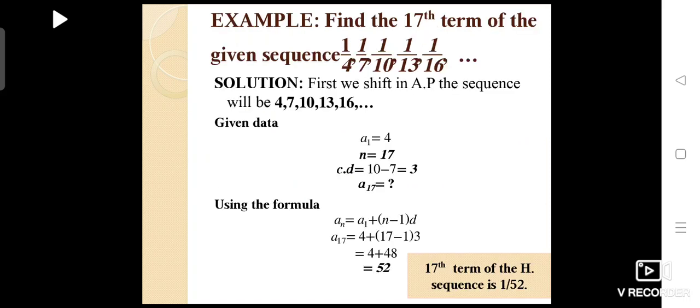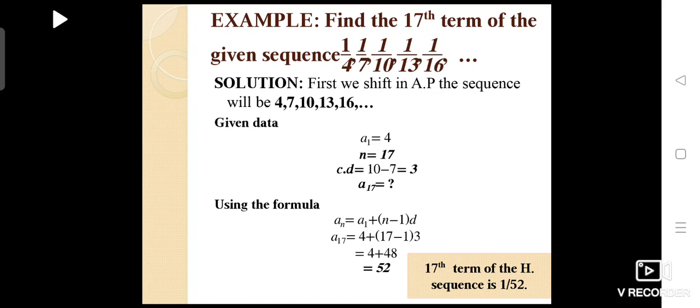The first example is: find the 17th term of the given sequence 1 by 4, 1 by 7, 1 by 10, 1 by 13, 1 by 16 and so on. For the solution, we first shift the harmonic sequence into an arithmetic sequence, then find the 17th term of the given sequence.